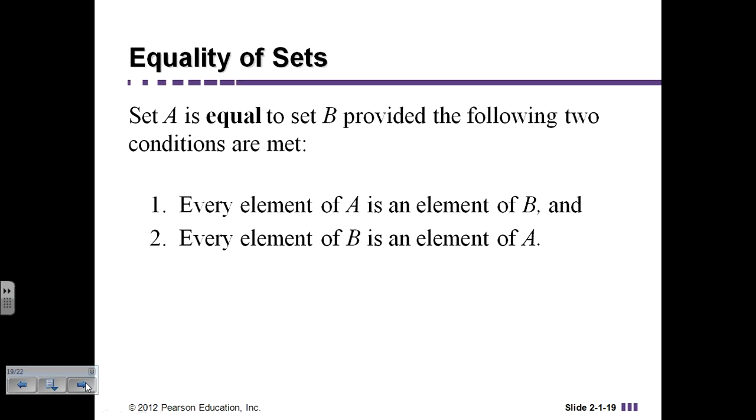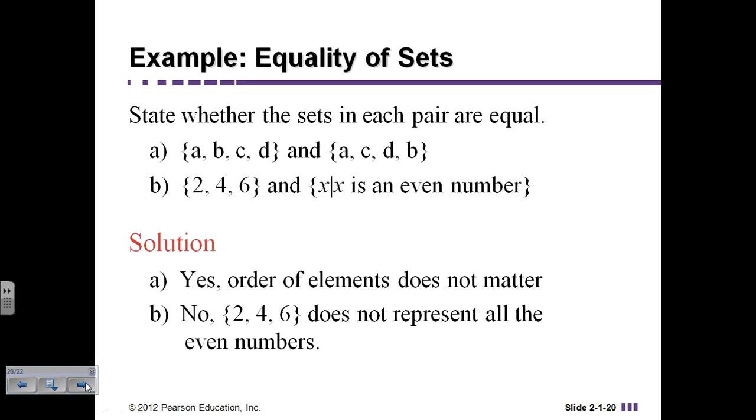Equality of sets means that the 2 sets are equal provided 2 conditions are met. The 2 conditions are that every element of A is also an element of B. In other words, if set A has the numbers 1, 2, and 3, then set B has to have the numbers 1, 2, and 3 also. And the reverse of that is that every element of B is also an element of A. So if we're looking at the set ABCD and the set ACDB, and I'm asking you if those 2 sets are equal, we would say yes, because it does not matter what order the elements are in as long as they have the same elements in each of the sets.